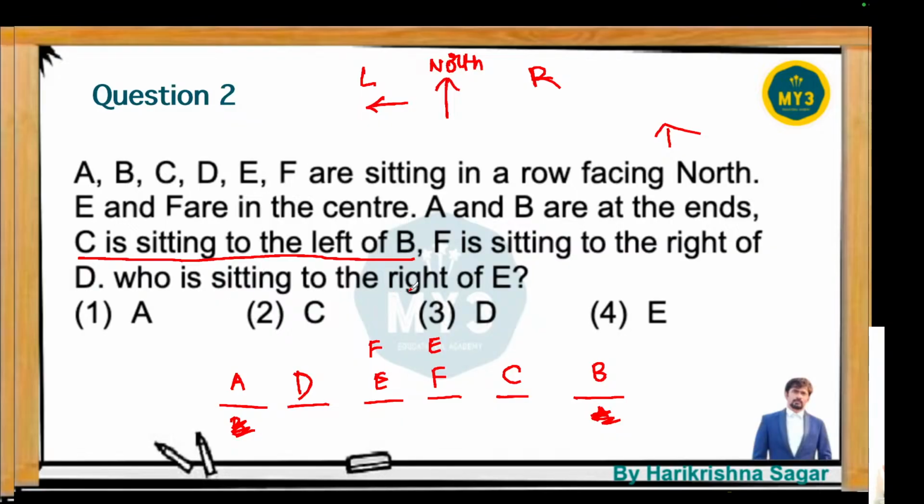What is the question? Who is sitting to the right of E? So for E, the right direction is going to be this. So we can say F and then C. These three people are there, but out of this only C is available in the option. You can mark the answer choice as option 2.